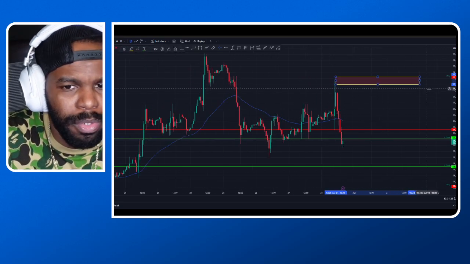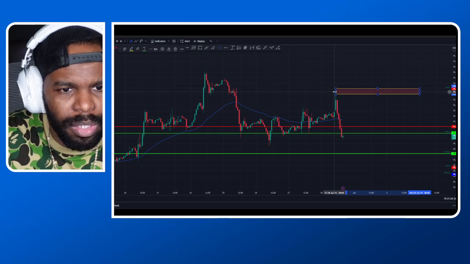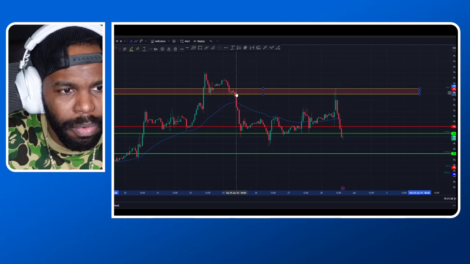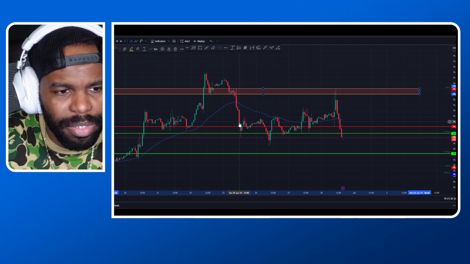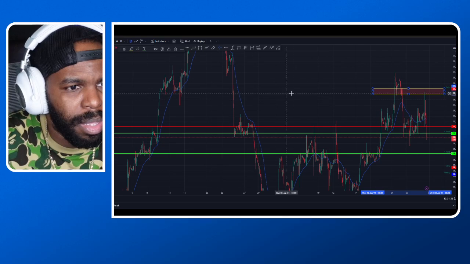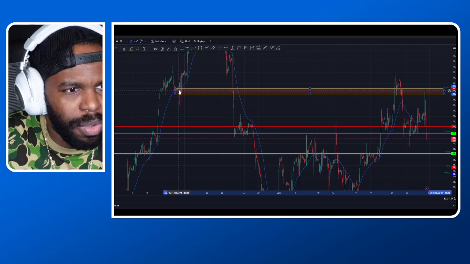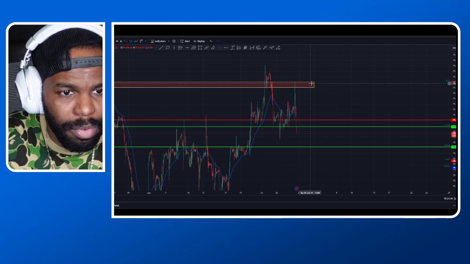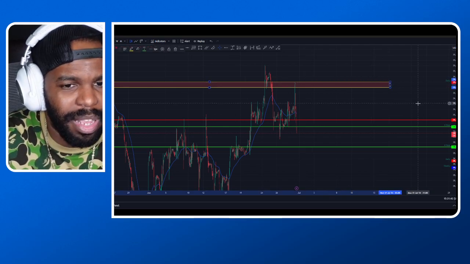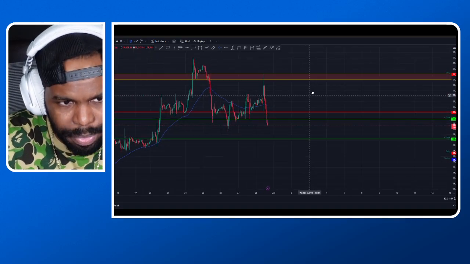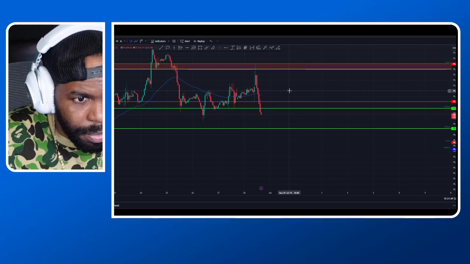If you drag this zone, you can see price rejected this area before. Price came up into this area and dropped. Same thing, if you draw it back right here, you can see price struggled here and rejected it. So this is a major level. Once price comes to this zone, price could struggle, price can reject it.